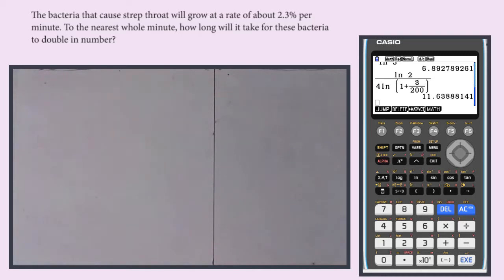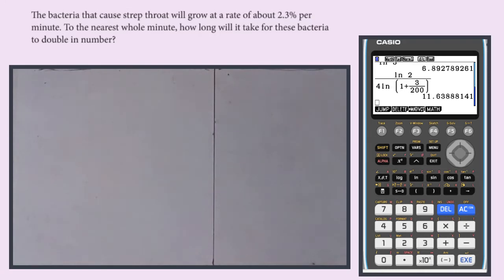The bacteria that cause strep throat will grow at a rate of about 2.3% per minute. To the nearest whole minute, how long will it take for these bacteria to double in number? So you've got a compound growth thing there.